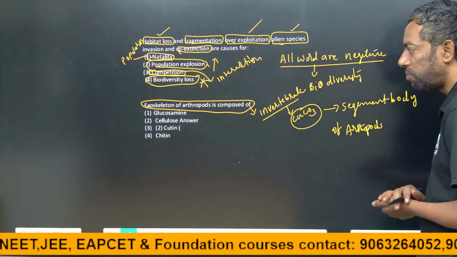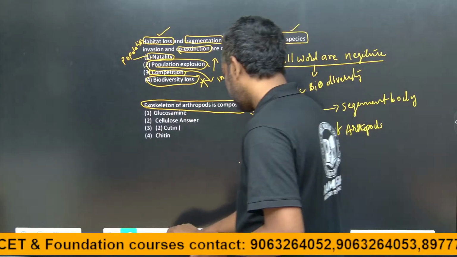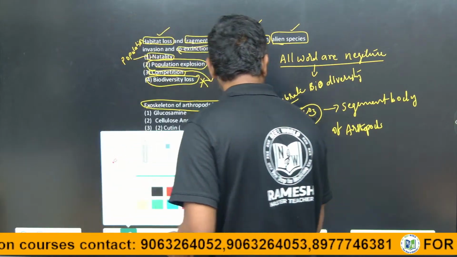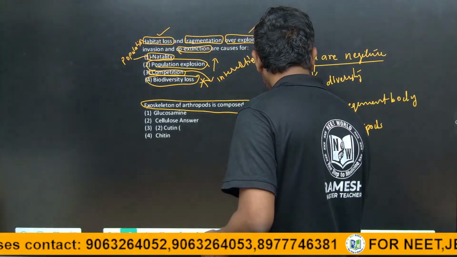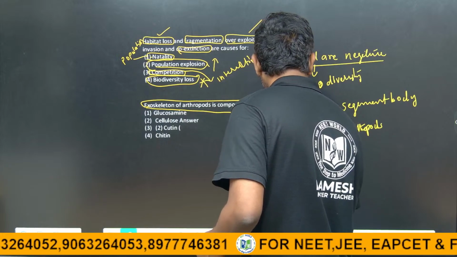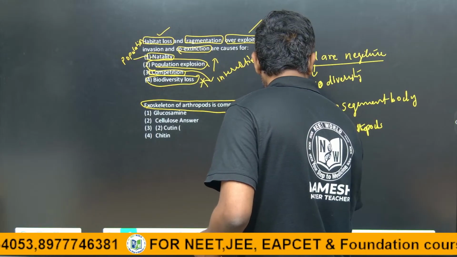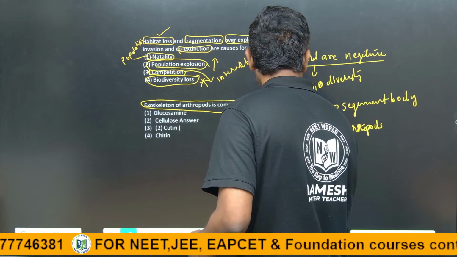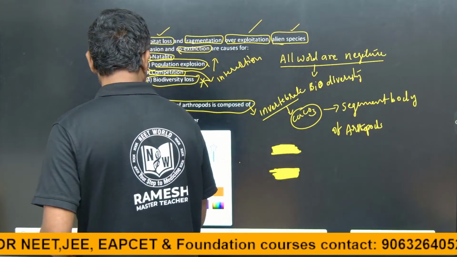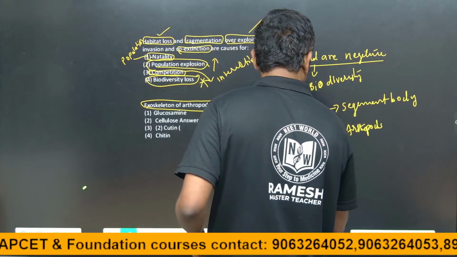Segmented body of arthropods, they are made up of plates. Such plates are called sclerites. Just look into this. This is the plate, and this is the plate which is up and down. This is the ventral plate, this is the dorsal plate, and two side plates, guys, two side plates.